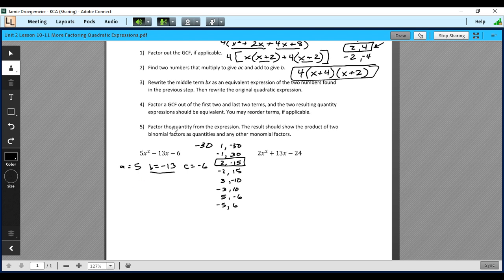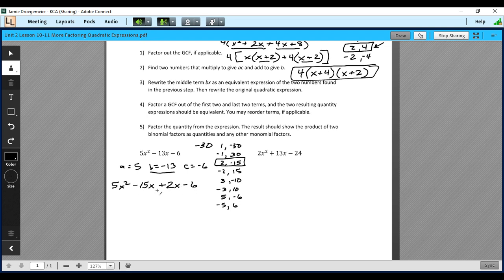And so our next step here, number 3, we want to rewrite that middle term. So we're going to replace the negative 13x in the middle with a positive 2 and a negative 15. And I'm going to put the negative 15x first because, if you remember, we're going to end up factoring the first two and the last two. And so I know that 15 and 5 have a common factor. So I'm rewriting negative 15x plus 2x, replacing that negative 13x in the middle, and then minus 6.